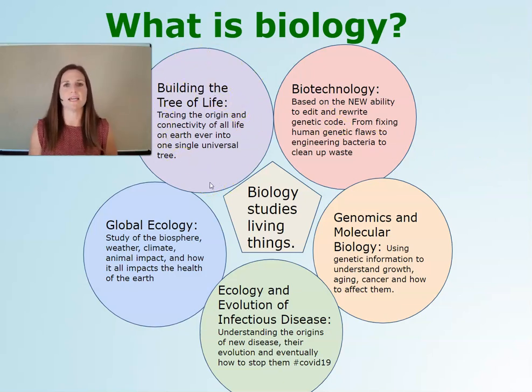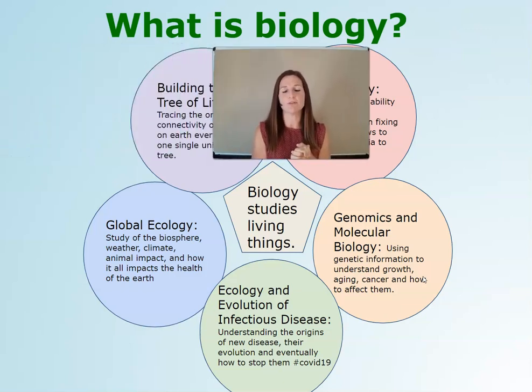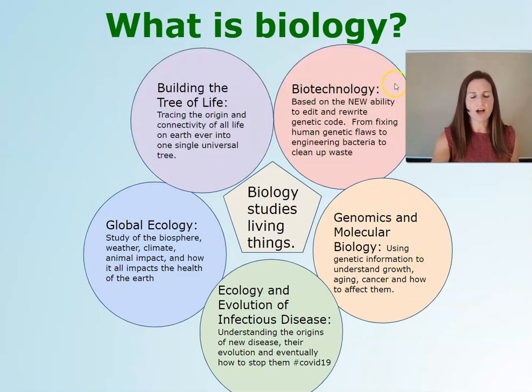So one way that we can study biology is to trace the origin of life and connect it to everything on Earth into one single universal tree. So people that study the tree of life are studying the individual organisms, but in order to do it, they are using biotechnology and genomics and molecular biology and ecology. They're doing all of this stuff. They're using all of those things in order to assemble this tree of life.